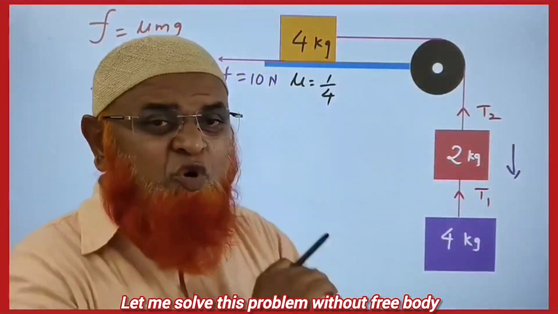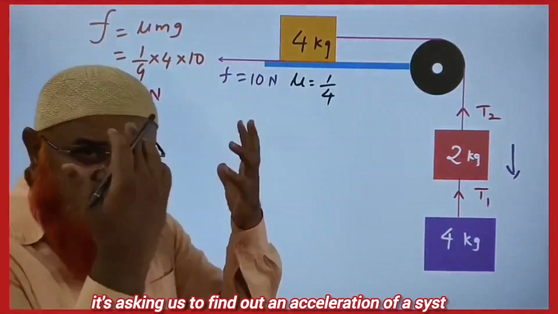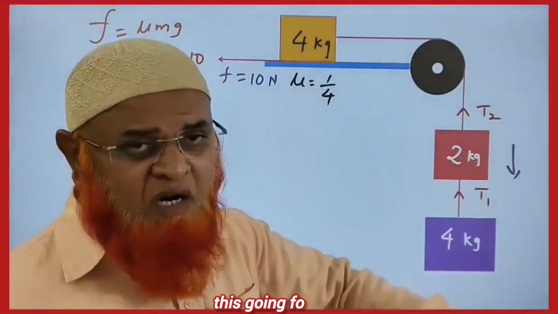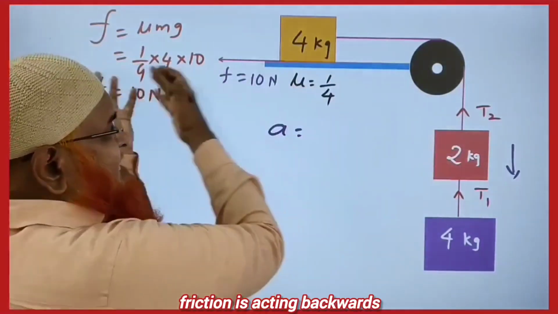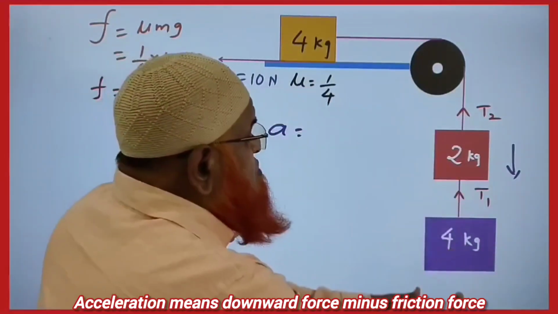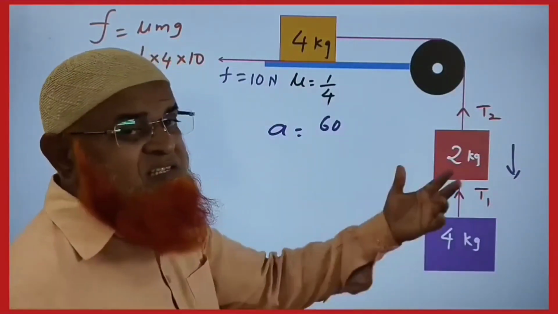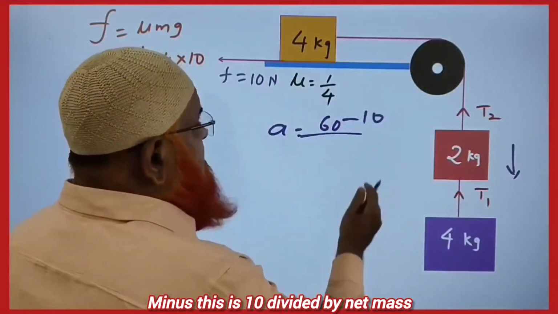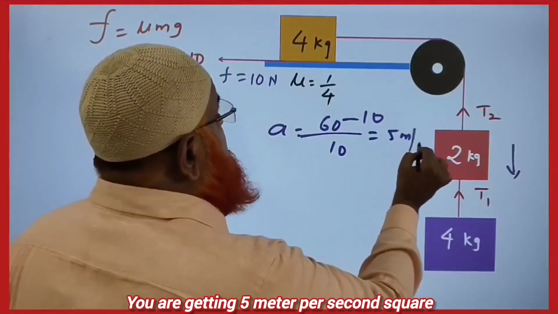Let me solve this problem without a free body diagram in just a fraction of seconds. You can just see here it is asking us to find the acceleration of the system. These two blocks go downwards, this one goes forward. That's it. Now for acceleration, just remember one thing: friction is acting backwards, which is mu mg, and that is going to be 10 newtons. Acceleration means downward force minus friction force. Downwards 16 newtons, because 2 plus 4 is 6, into g, 60 newtons, minus this 10... divided by net mass. Total masses you have to add, which is nothing but 10 here. You are getting 5 meters per second square.